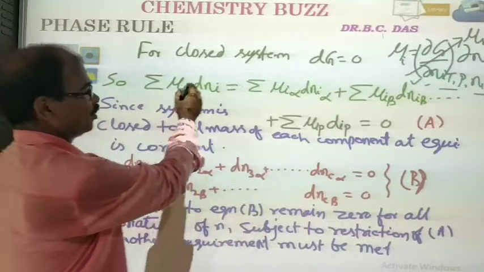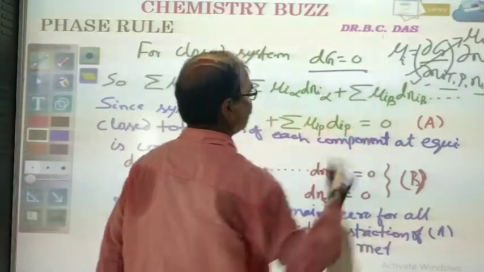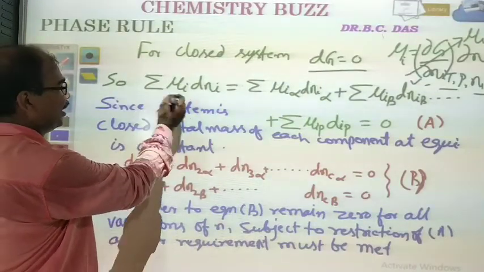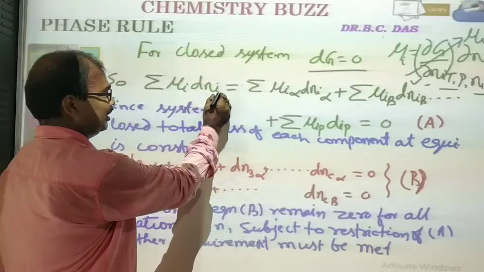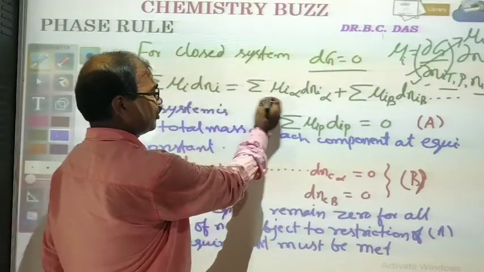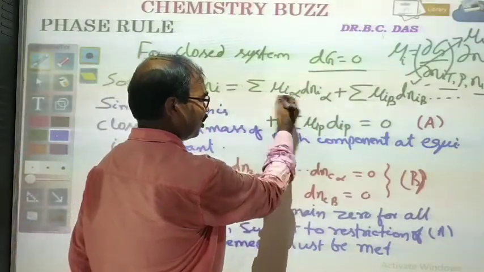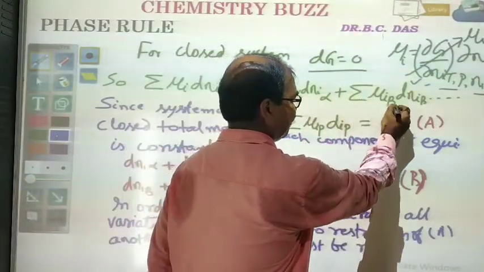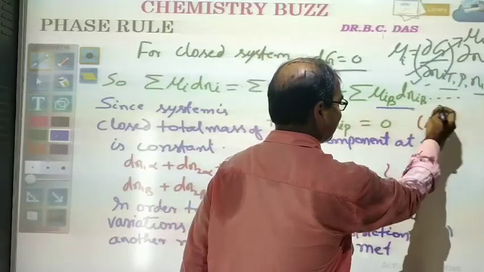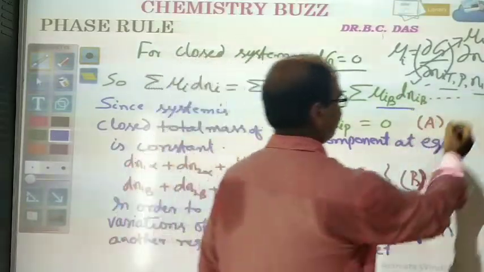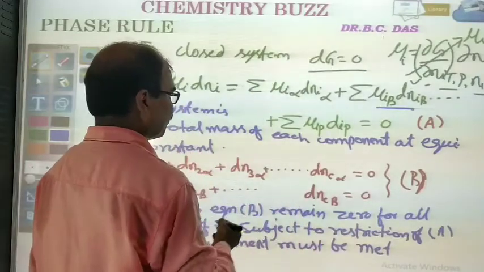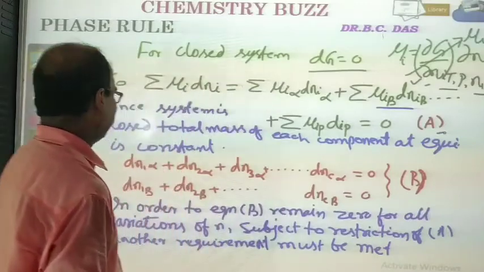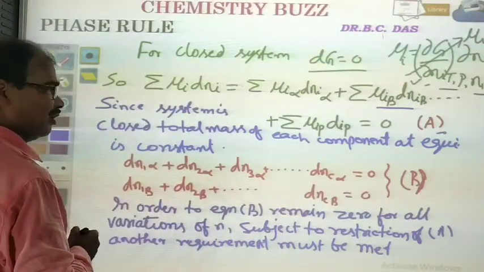For a closed system, the delta G is also equal to 0. And so we have summation of mu i dni is equal to summation of mu i alpha for the alpha phase into dni alpha, plus summation of mu i beta dni beta for the beta phase, and so on up to the P phases. Let this be equation number A. Let us consider this equation A.